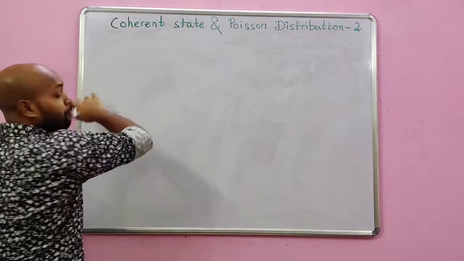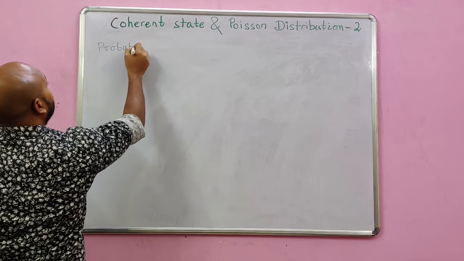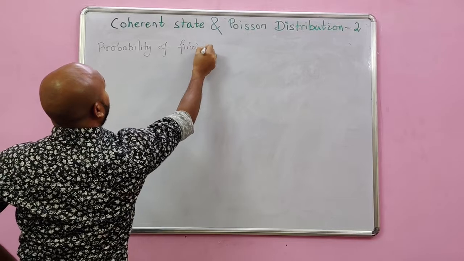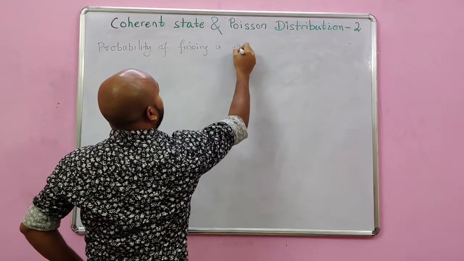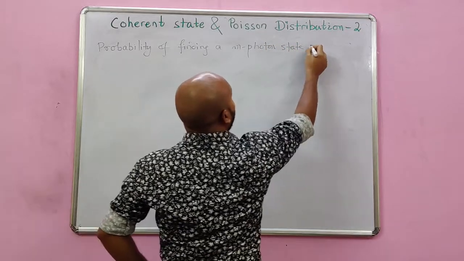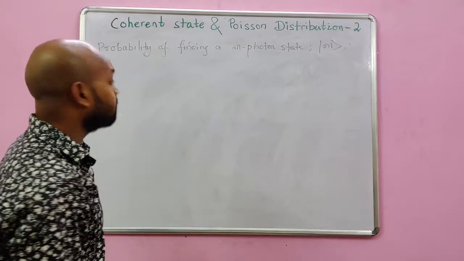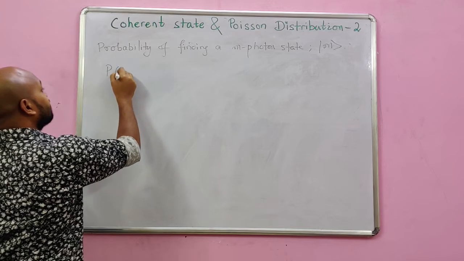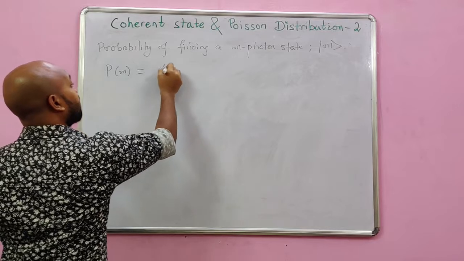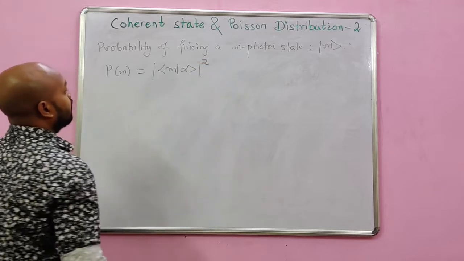So what I would compute in this lecture is the probability of finding the n photon state, that is, the probability of finding m photons in the coherent state alpha. Definitely this probability would be the mod square of the inner product of m with alpha, right?